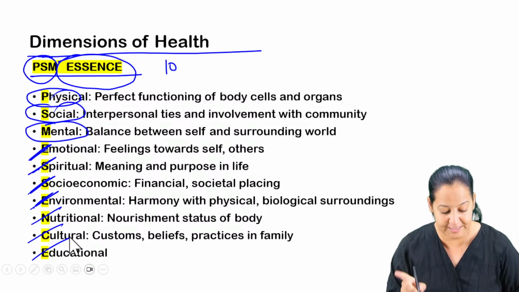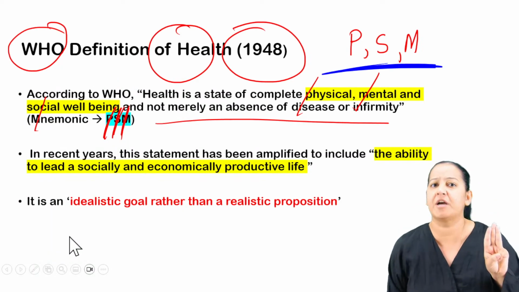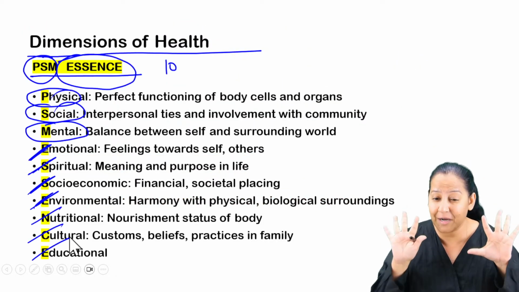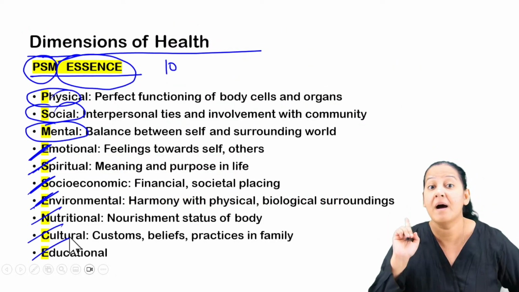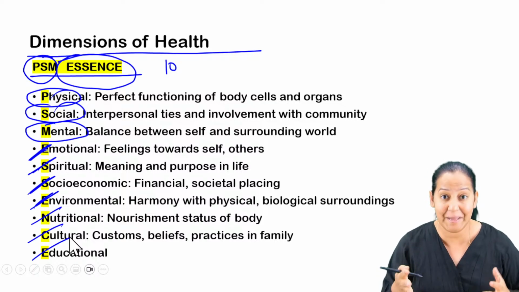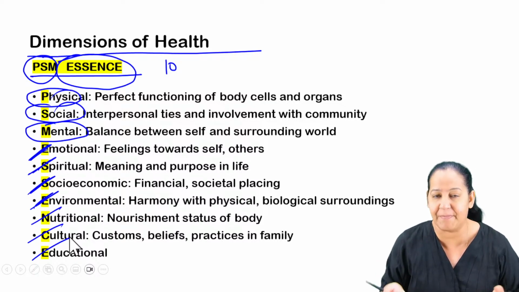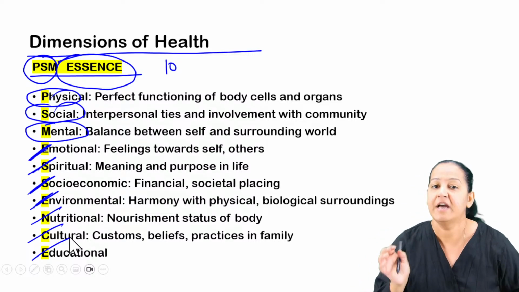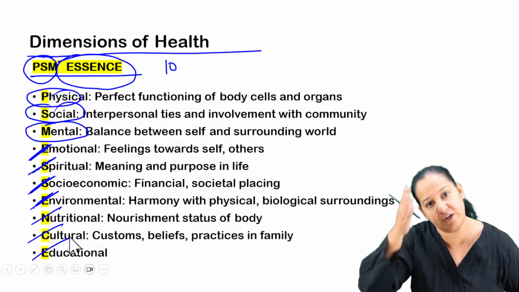If somebody asks you the definition of health, it is only 3 components, PSM. If somebody asks you the dimensions of health, there are 10 components. The mnemonic is PSM essence. So you can easily pick up the MCQs. The MCQs are very simple: which of the following is a dimension of health, or which of the following is not a dimension of health? You should be easily able to recognize it if you know them.